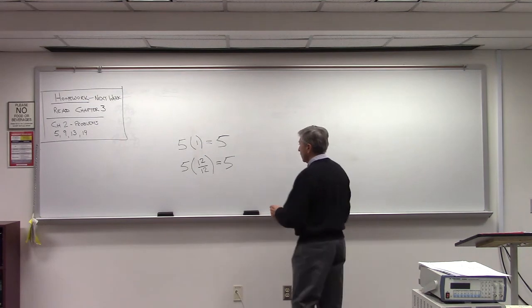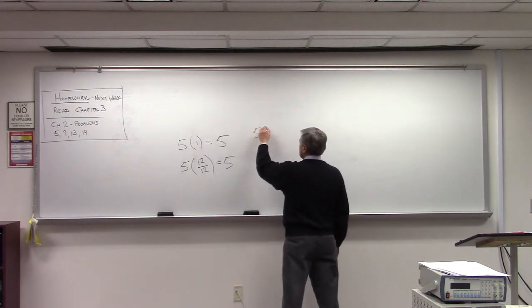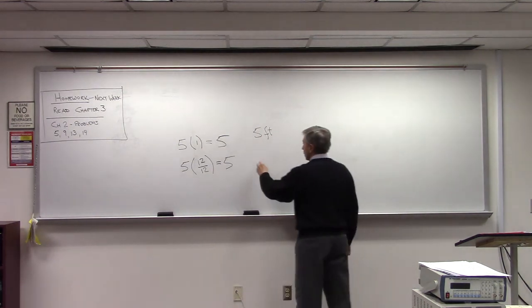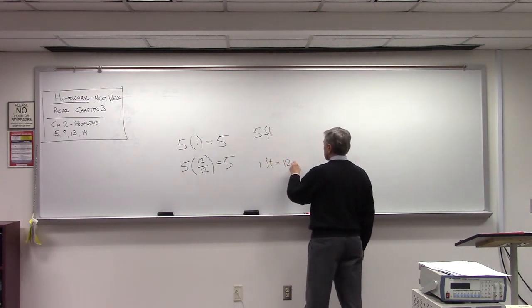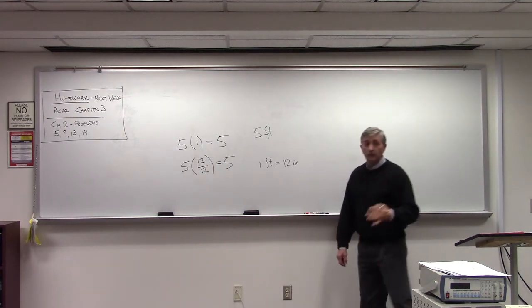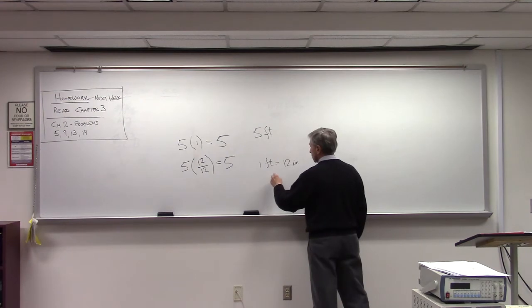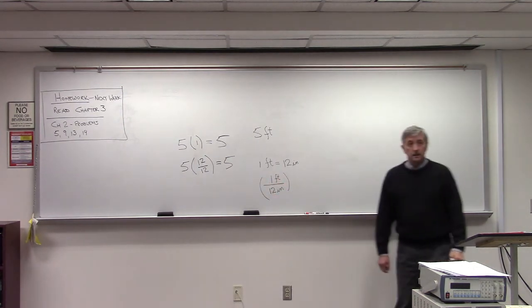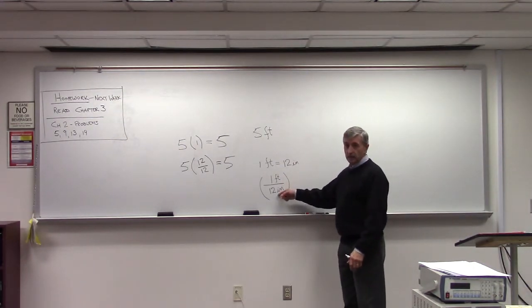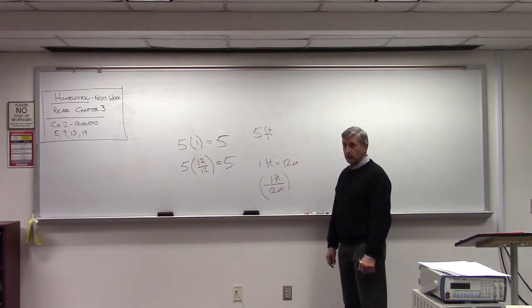For example, if I have 5 feet and I want to convert that to inches, I know that 1 foot is equal to 12 inches. So if I create a fraction like this, in effect, that's the same as multiplying by 1, because 1 foot equals 12 inches. Okay? You with me so far?